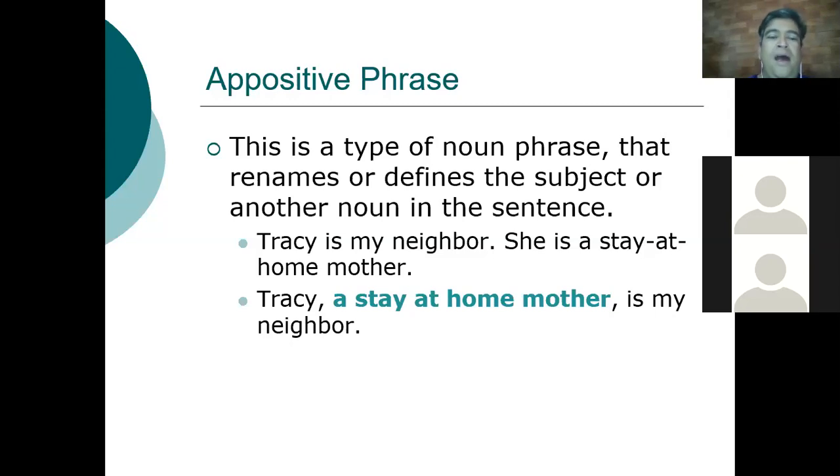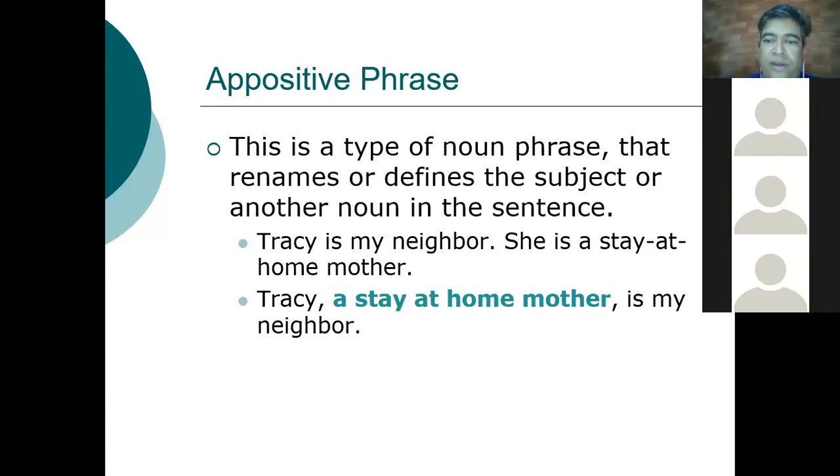Okay, so Tracy is my neighbor. Punto. She is a stay-home mother. Yo puedo fusionar esas dos oraciones utilizando una de ellas como una frase apositiva. Por ejemplo, Tracy, comma, a stay-home mother, comma, is my neighbor. You understand? Si yo saco a stay-home mother y lo pongo aparte y dejo Tracy is my neighbor, ¿qué pasa? ¿Será que la oración sigue teniendo sentido? Yes, sigue teniendo sentido.